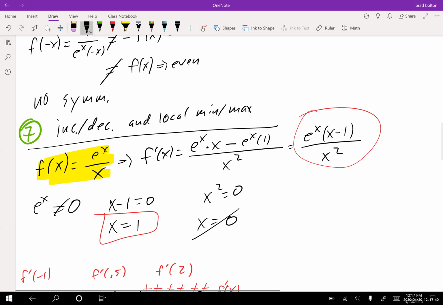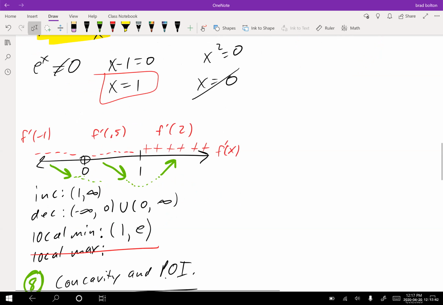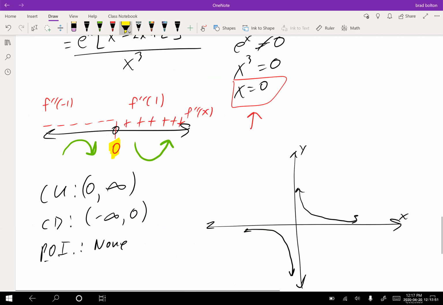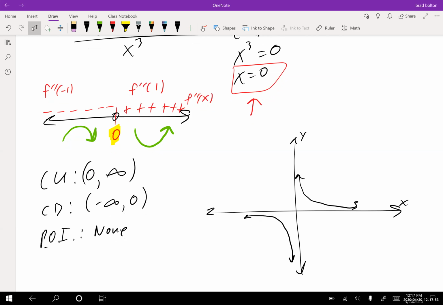So it says that we are increasing. Let me highlight this. We are increasing from 1 to infinity. Okay, so that can't exactly be it, because starting at 1, we have to be increasing. So I'm going to fix this.